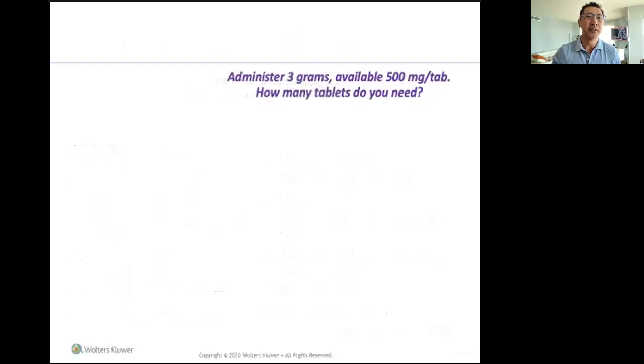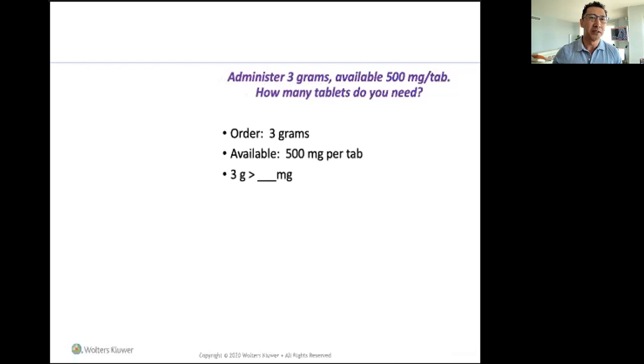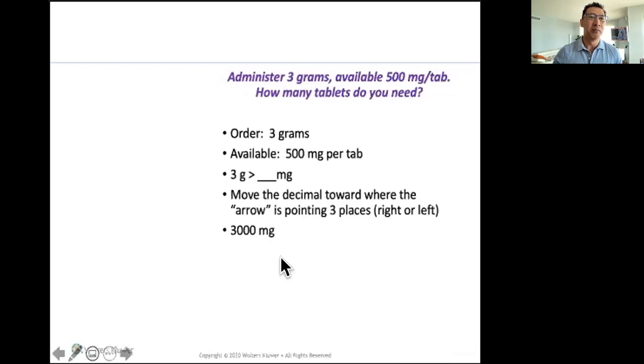Here's another question. Administer 3 grams and available pills are 500 milligrams per tab. How many tablets do you need? You just did it in your head. What is that? 6? The order is 3 grams. Available is 500 milligrams per tab. There's my conversion. I'm going to move my decimal 3 places to the right, which will give me 3,000 milligrams. Do my calculations. 3,000 over 500 is 6. Simple math. Bear with me, I'm setting you up.